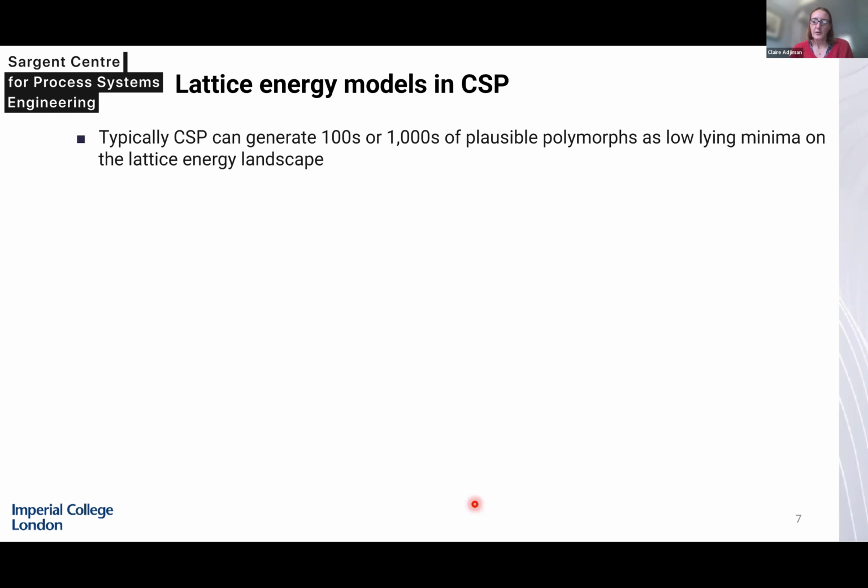Okay, so the model that we use here in crystal structure prediction, the lattice energy model, is really central to developing a method that is going to work. Typically, as we search for potential crystal structures, we are going to generate hundreds or thousands of plausible structures that are low-lying minima on the lattice energy landscape. And we do want to find more than one. We're not just interested in the global minimum because, due to kinetic limitations, the molecules might go to a form that is not the most stable at given conditions. So it's quite important to get them all.